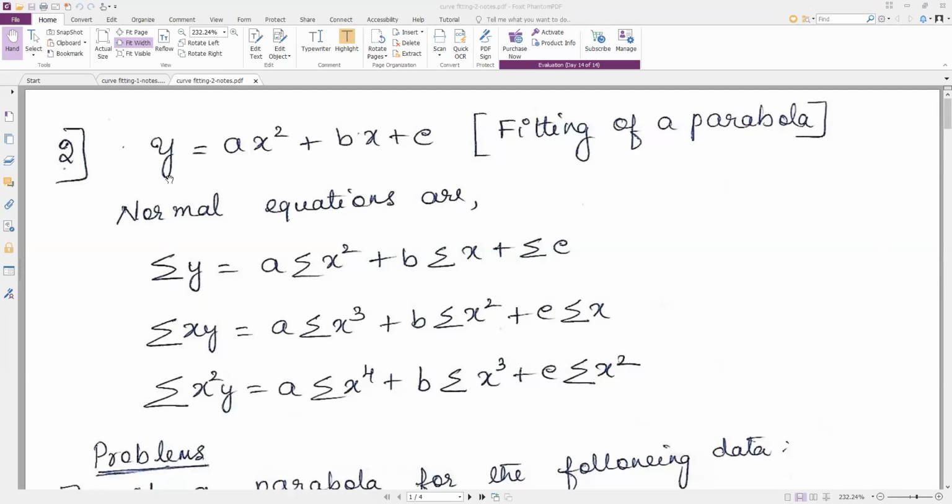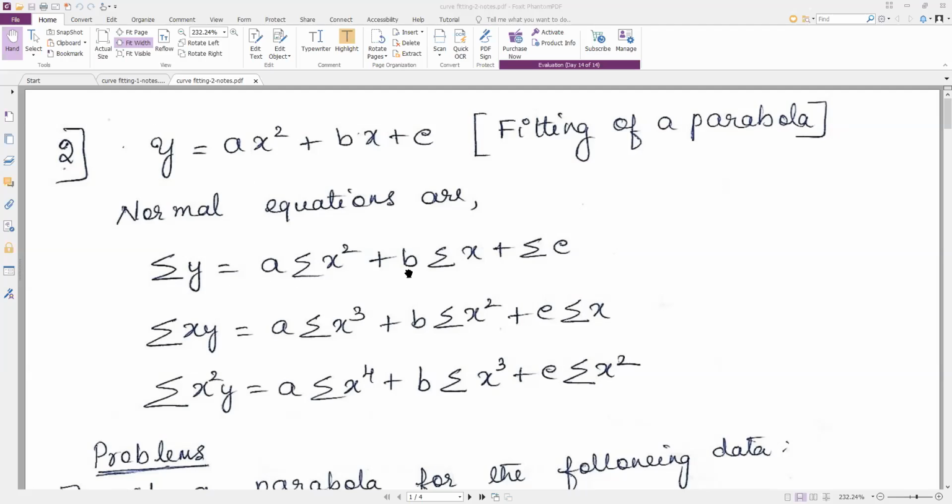First, write summation everywhere, okay, so that you will get sigma y equal to a sigma x square plus b into sigma x plus sigma c. So what do you mean by sigma c? If there are n values, we can write instead of sigma c, n into c. Okay, then how to write the second normal equation?